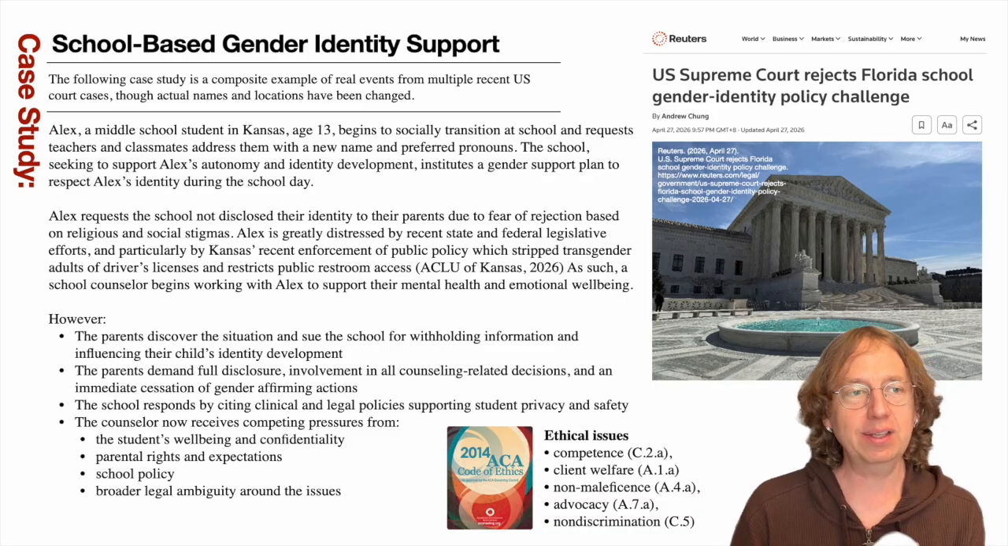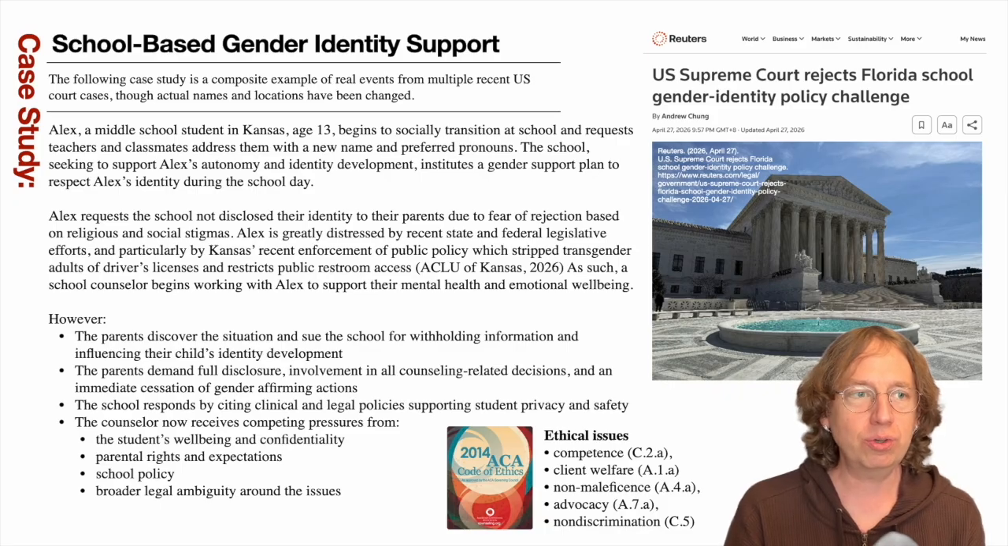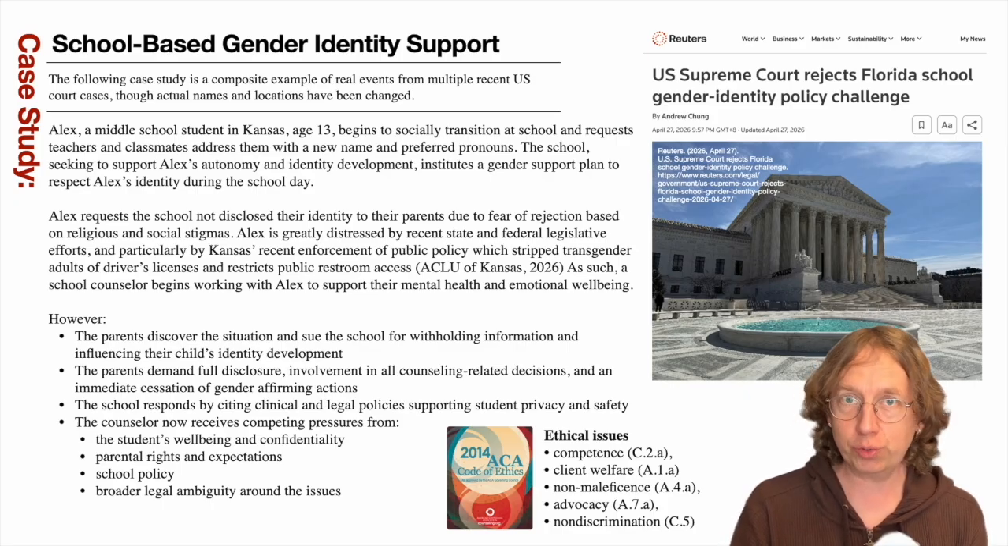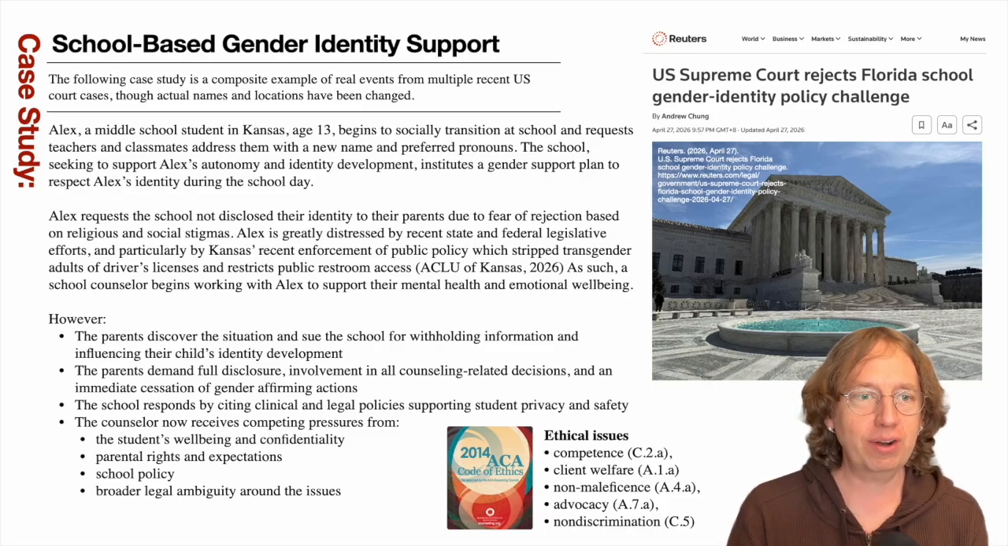Now, in this example, Alex, a middle school student in Kansas, age 13, begins to socially transition at school and requests teachers and classmates to address them with a new name and preferred pronoun. The school, seeking to support Alex's autonomy and identity development, institutes a gender support plan to respect Alex's identity during the school day. Alex requests the school not disclose their identity to the parents due to fear of rejection based on religious and social stigmas.